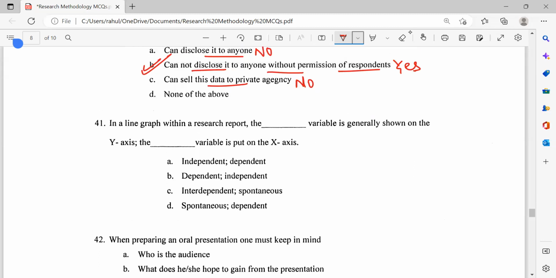Okay. Question number 41. In a line graph within a research report, this variable is generally shown on y-axis. On y-axis, we show dependent variable. And on x-axis, we show independent variable. Option B is the correct answer.